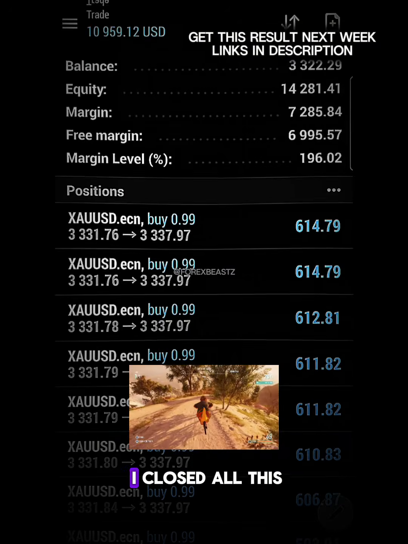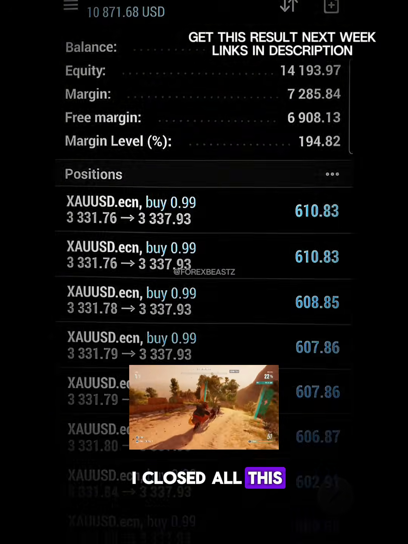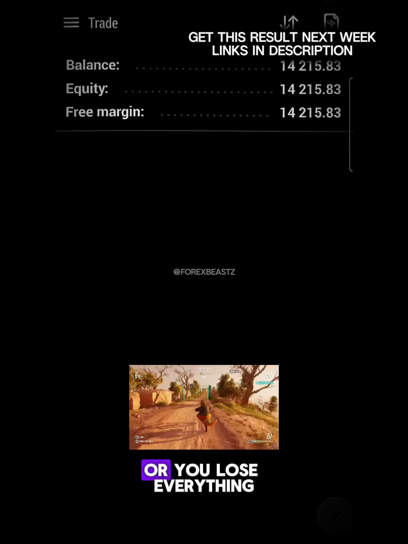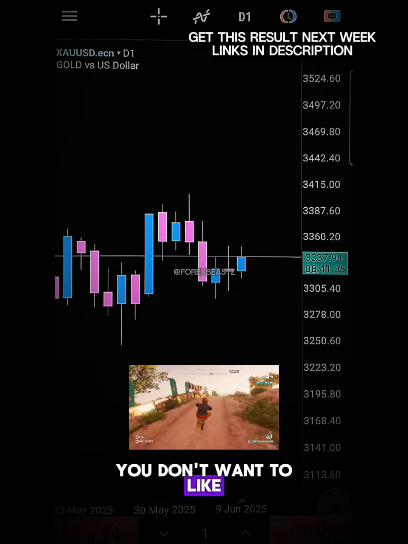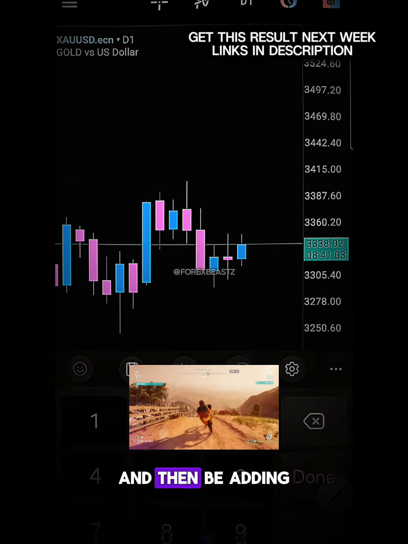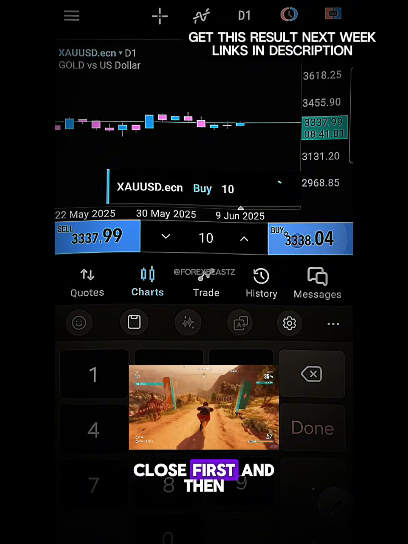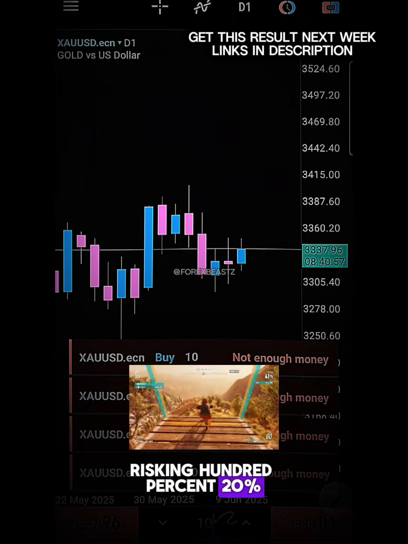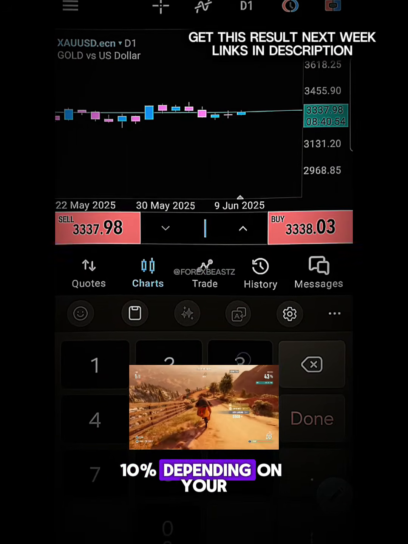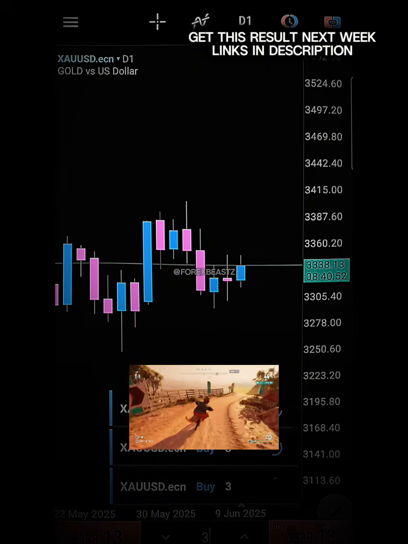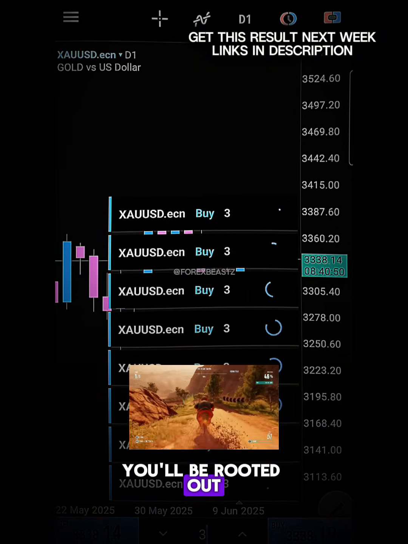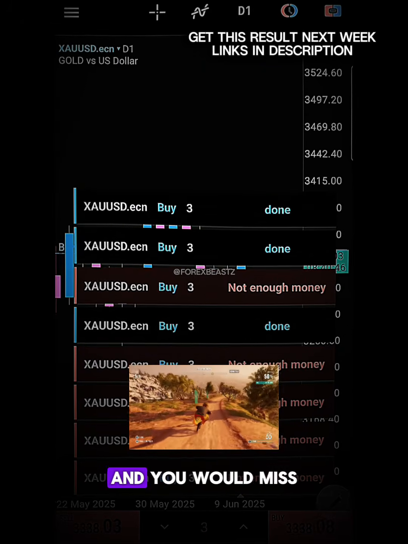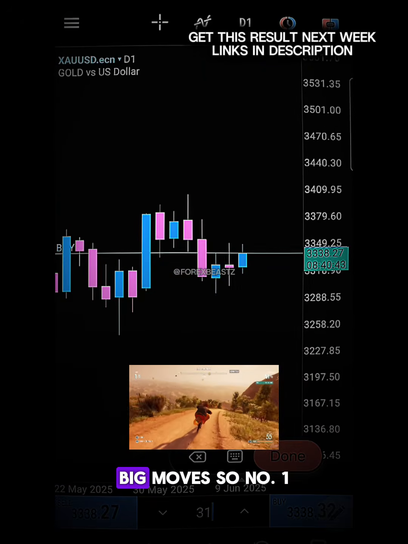First and foremost, I closed all these positions first, because you need to bank all your profits or you lose everything. You don't want to go in from your profit and then be adding more positions. You need to close first and then go again, risking 100%, 20%, 10%, depending on your risk appetite. Because if you don't, you'll be raided out of existence by the market movers. They will not even recognize your order, and you will miss out on big moves.